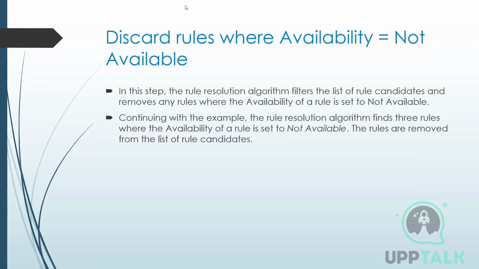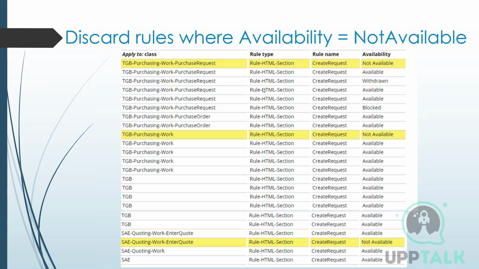Okay. Now for all the given rule candidates, I'm going to check the availability. If for any rule candidate the availability is not available, I will be discarding. Okay. So out of all of these, I see the highlighted ones are set to not available. So directly the system is going to discard these rules from the rule candidate. Okay. So like I said, as an elimination process, now we have a lesser number of rule candidates.